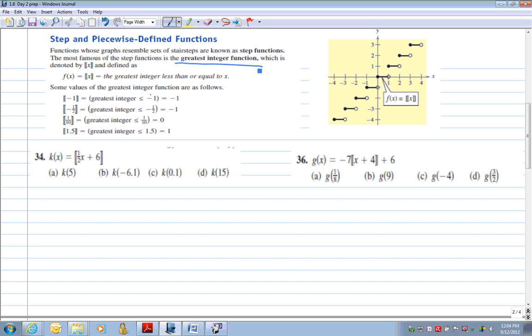Greatest integer function, which is denoted by the double bracket and the x in the middle. And it says f of x or y equals double bracket x. And it's the greatest integer. This is really important. You have this written in your notes. F of x equals double bracket x, and it means the greatest integer less than or equal to x. Less than or equal to x. That's really, really important. I will always tell you to think left.